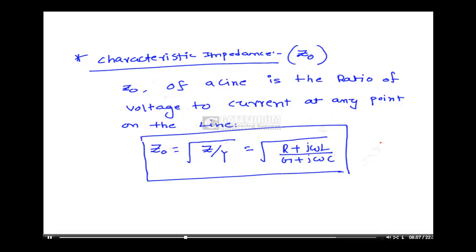Now we will see for a lossless line. A line is said to be lossless when R is equal to G is equal to 0. A lossless line means the conductors are perfect, that is, the conductivity sigma is infinite. Therefore, for a lossless line, R is equal to G is equal to 0. We know this very well.